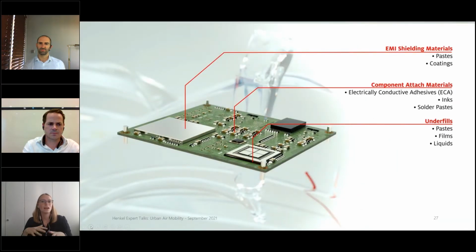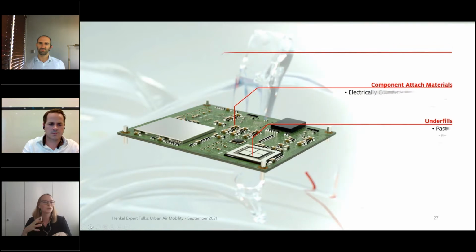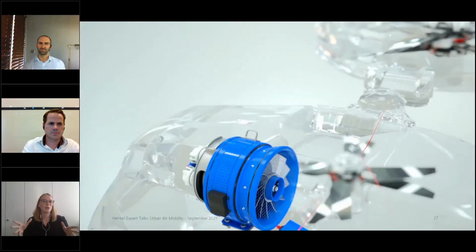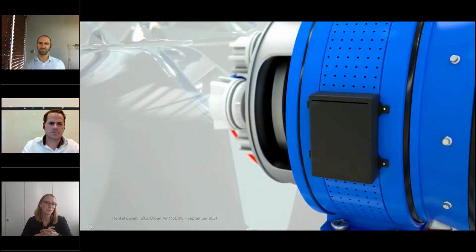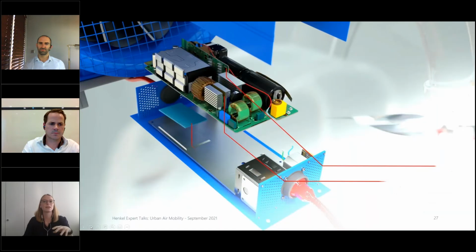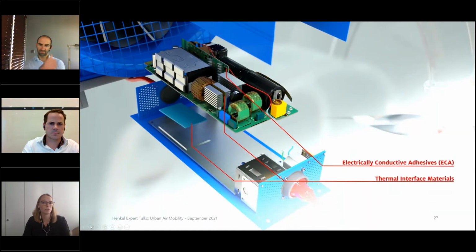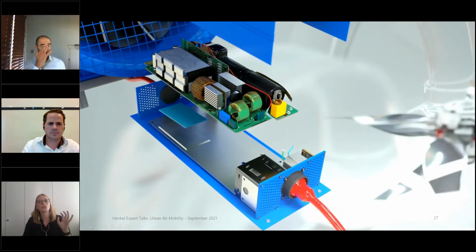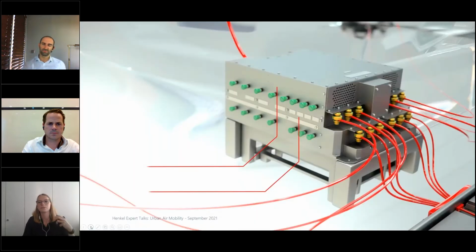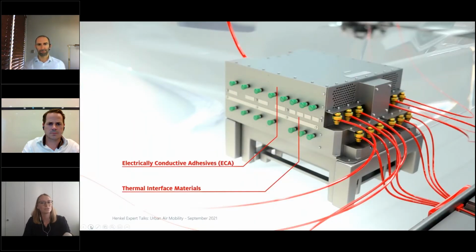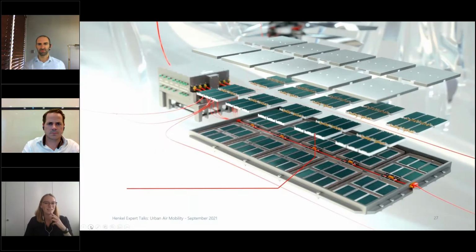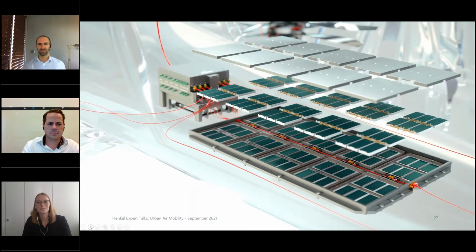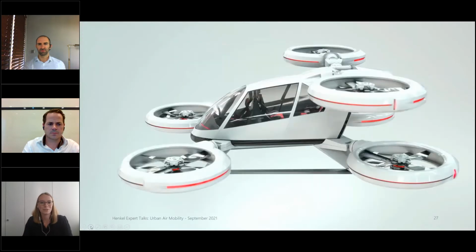Here we can see some EMI shielding material, component attach materials, underfill, ECA, solders, and yeah, we can really help you on how to design your boards with a lot of expertise. But also other materials we think can support on the overall increased electrification, not just on the drone itself, but on electricity, electric powertrains, and batteries, of course. And I think this is where we are at the end of the video.